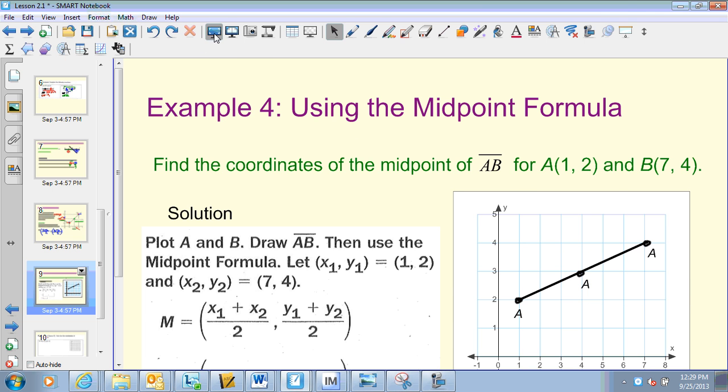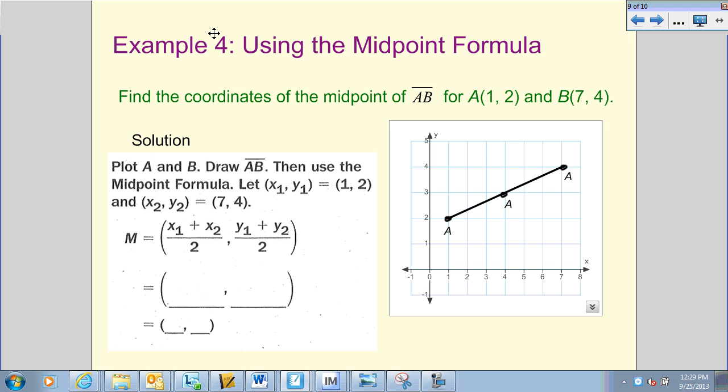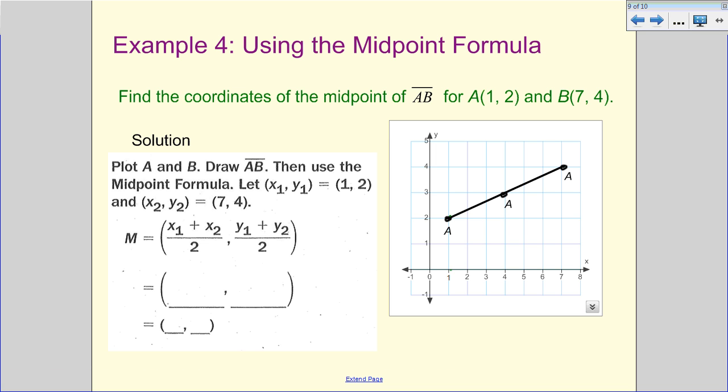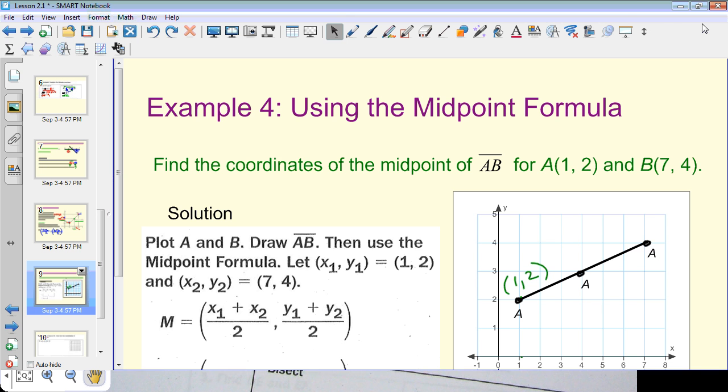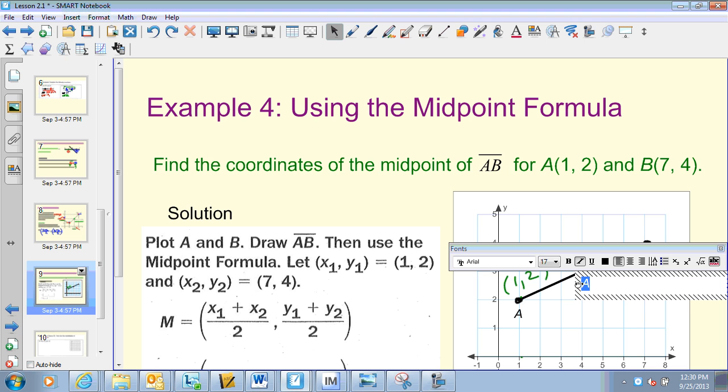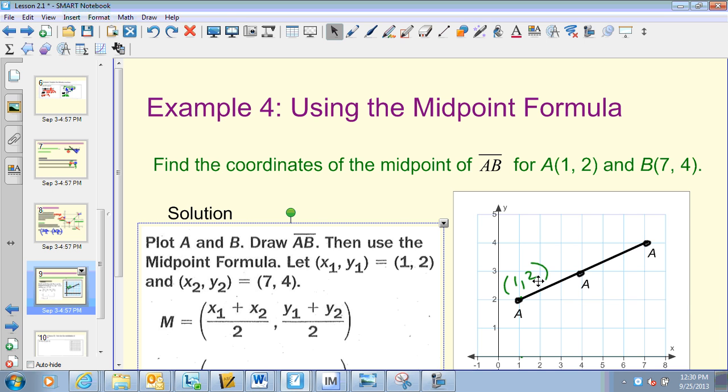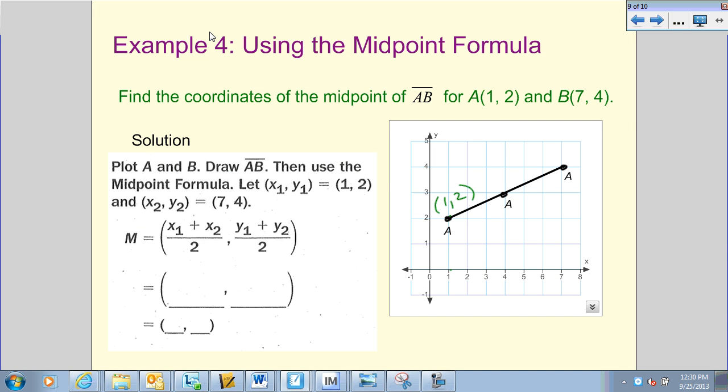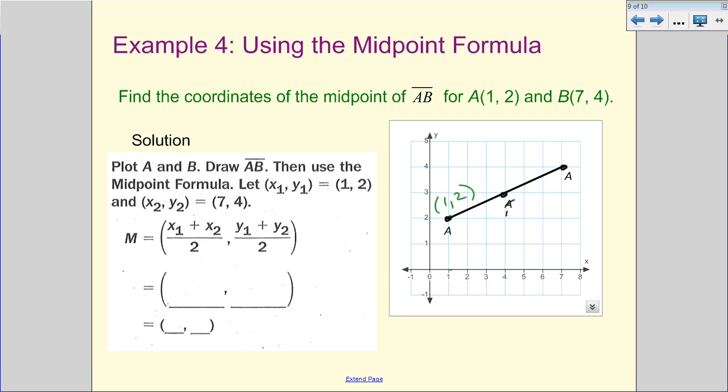All right, so the coordinates of AB, A is 1, 2. We can see over 1, up 2. We can see that B, I thought I changed those. Oh, it's not changing for me, guys. Sorry. This should be an M. And this should be a B. The coordinates of B are 7, 4.